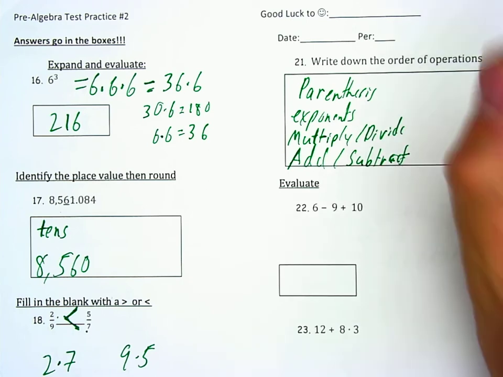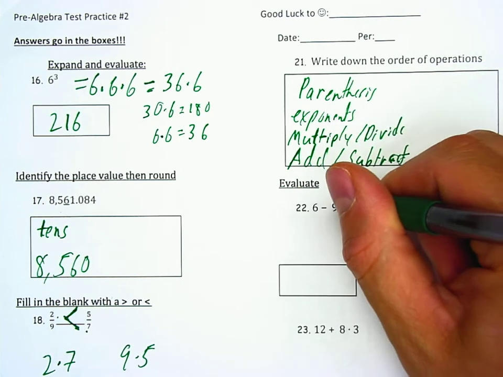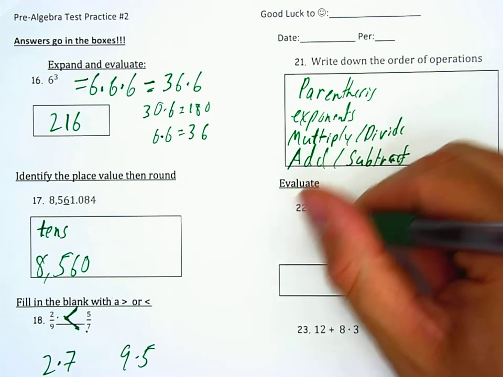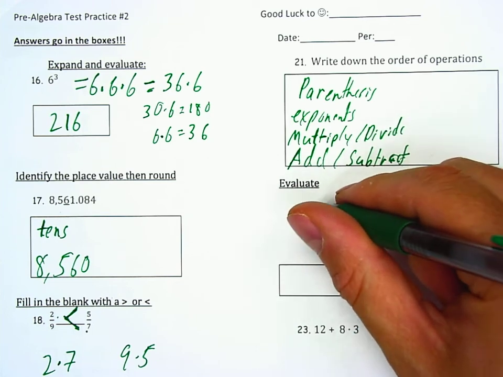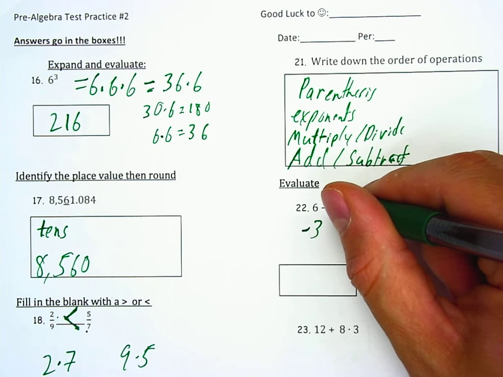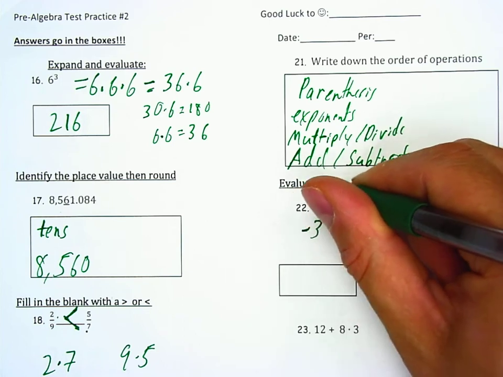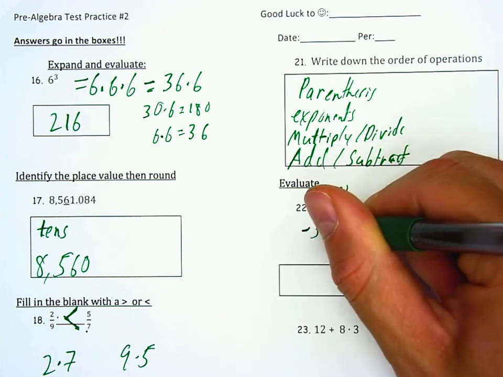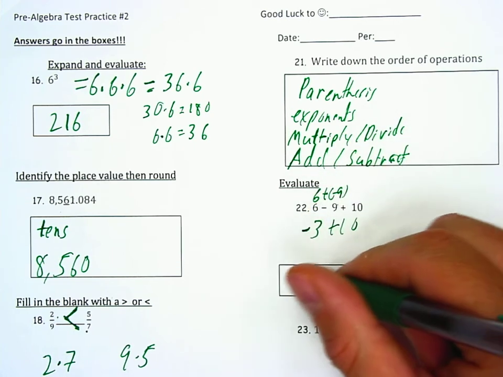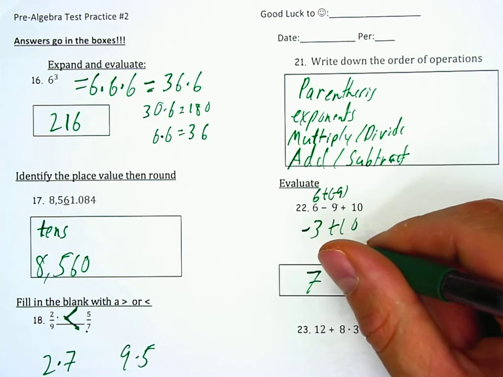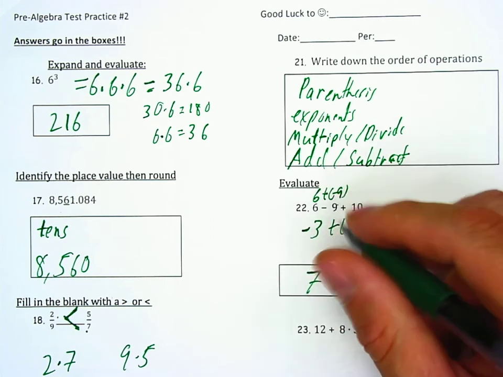All right, next thing, order of operations. 6 minus 9 plus 10. So we're going to take 6 minus 9 to get a negative 3. Because again, those are opposite signs because this is 6 plus negative 9. In other words, 6 minus 9 is the same as 6 plus negative 9. So that's negative 3. Then we're going to add 10 to that. So these are again opposite signs. So my finished answer will be a 7. Because negative 3 plus 10 is 7.